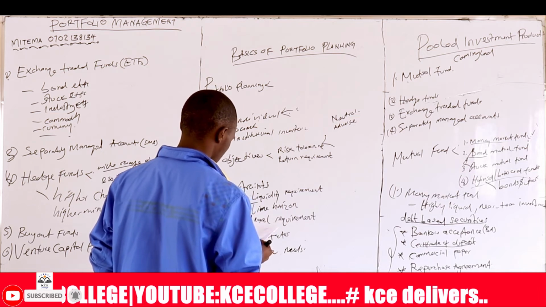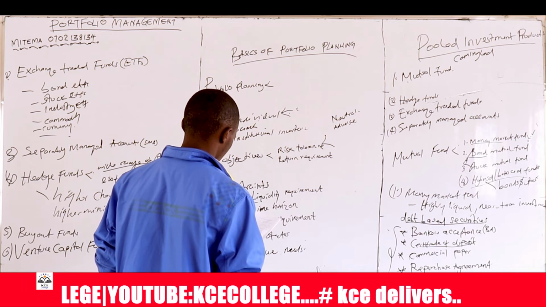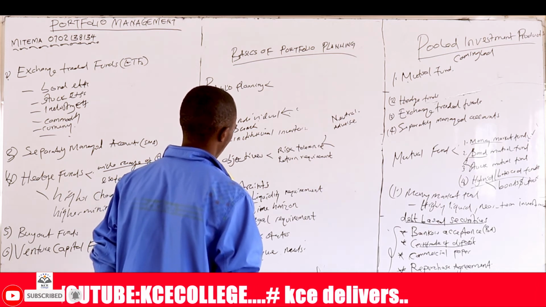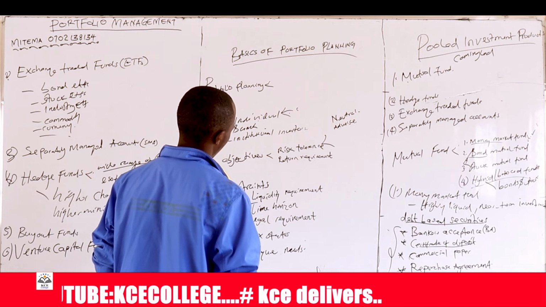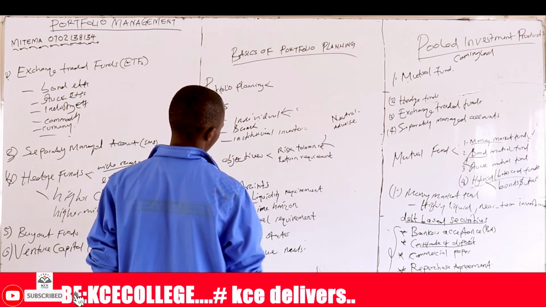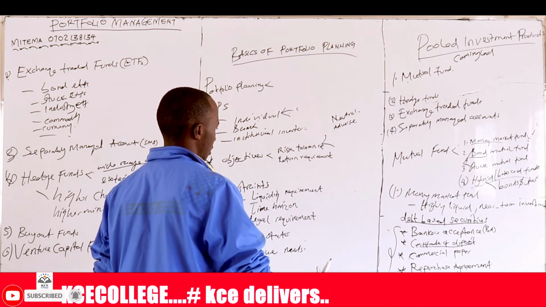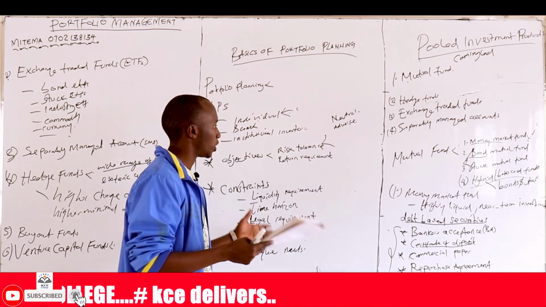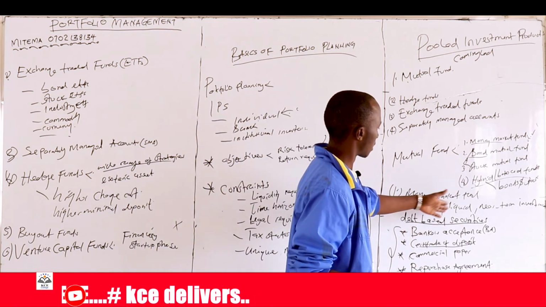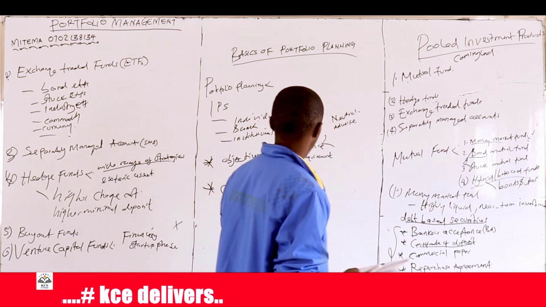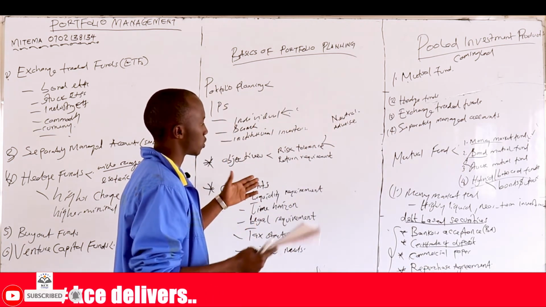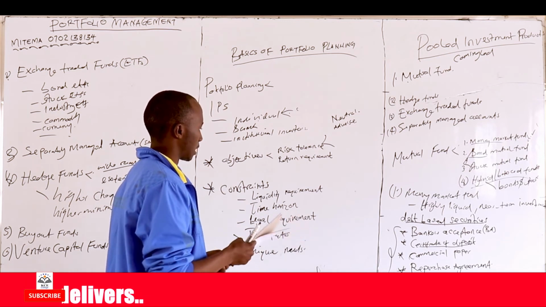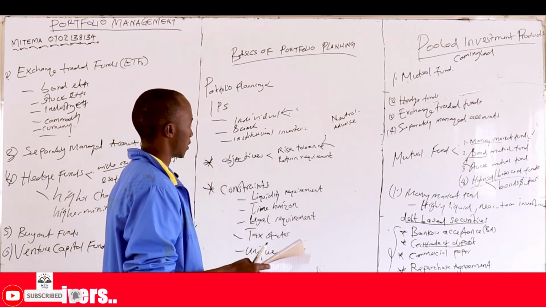So the constraints may be internal or external. Some of them can be set by the client. That's when we mean internal, set by the client. For example, the liquidity or even the time horizon. The clients may want to invest where the money is more liquid, like we said, money market funds, where it's highly liquid. Also, they could like to invest in a short-term investment plan. That's the time horizon.